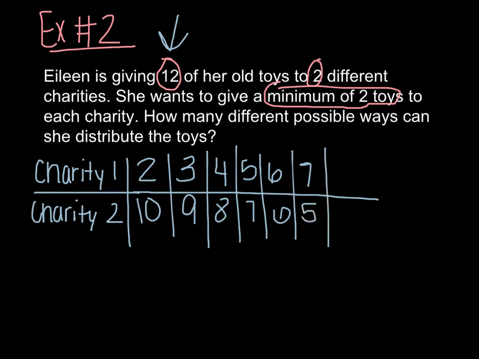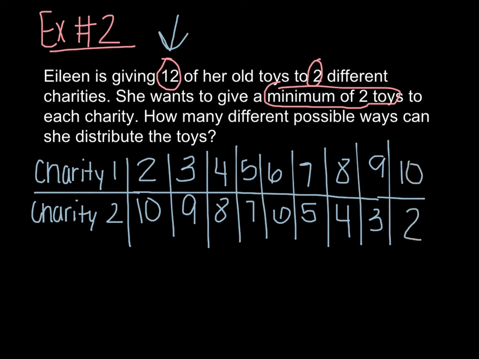The first one could get 7, and the second one could get 5. The first one could get 8, and the second one could get 4. The first one could get 9, and the second one could get 3. And then the first one could get 10, and the second one could get 2. I can't keep going, because then the second charity would only have 1, and she doesn't want to give away just 1. So let's count up our different ways. 1, 2, 3, 4, 5, 6, 7, 8, 9 ways.